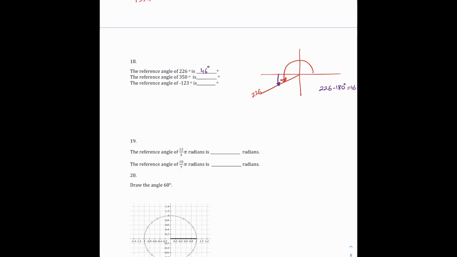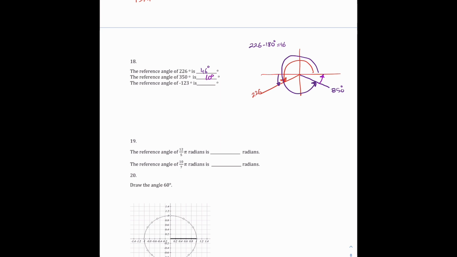350 happens to be in the fourth quadrant. So this is, let me actually remove that. This is 350, so all of this is 350. Our reference angle is going to be this much, which is what completes it to 360, and that is 10 degrees.